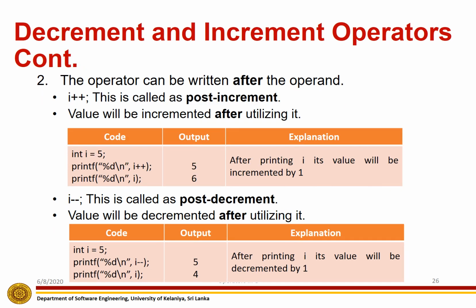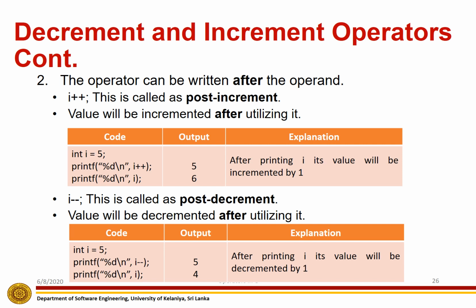Then the second way is that the operator can be written after the operand. i++ is called post-increment. Here the value will be incremented by 1 after utilizing it. You can see the example. First it prints the value of i, and only after that is the value of i incremented by 1. So it will print 5, and after that it becomes 6. After printing, it is added.